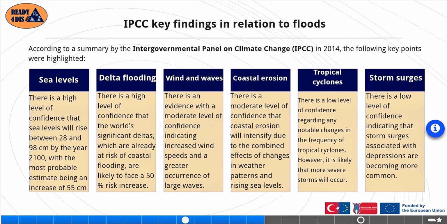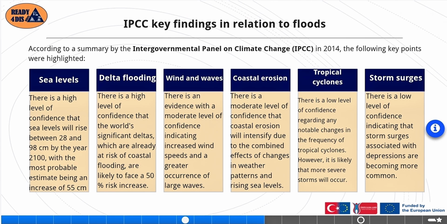Wind and waves. There is evidence with a moderate level of confidence indicating increased wind speeds and a greater occurrence of large waves. Coastal erosion. There is a moderate level of confidence that coastal erosion will intensify due to the combined effects of changes in weather patterns and rising sea levels.